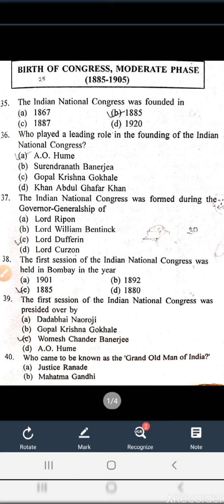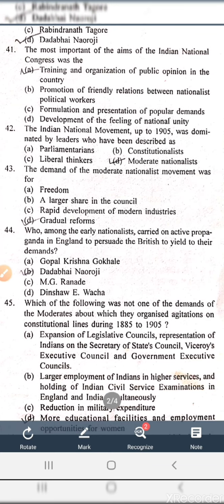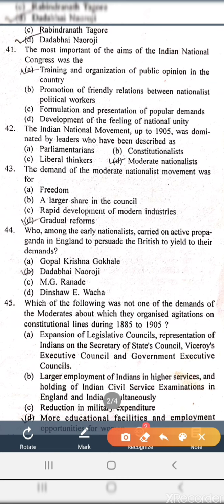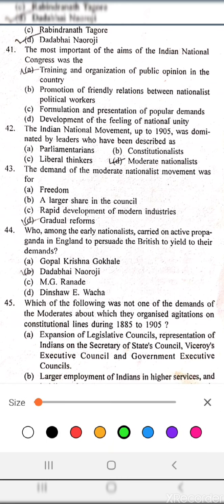Who came to be known as the Grand Old Man of India? The options are Justice Ranade, Mahatma Gandhi, Rabindranath Tagore, or Dadabhai Naoroji. This is a pretty obvious question. It was Dadabhai Naoroji. The Grand Old Man of India is Dadabhai Naoroji.